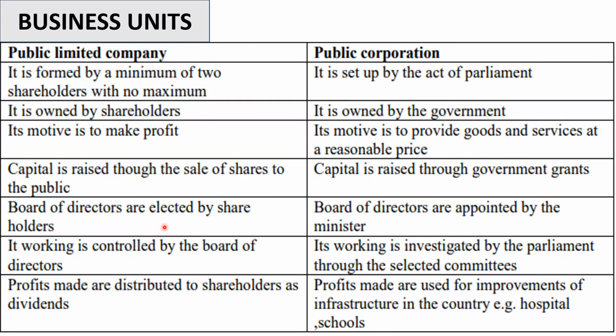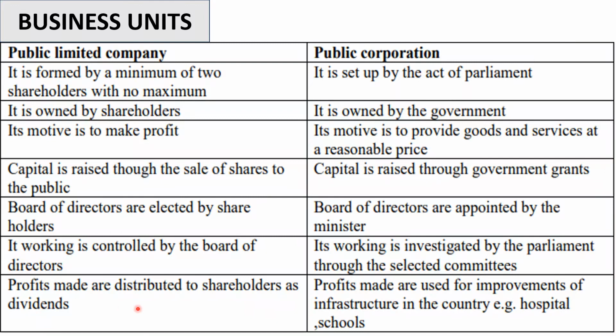Another difference is the board of directors are elected by shareholders. Well, for a public corporation, the board of directors are appointed by the minister. Another difference is for a public limited company, its working is controlled by the board of directors. Well, for a public corporation, its working is investigated by parliament through select committees. I'm not going deep to explain these details because we have talked about them. We're just now comparing.